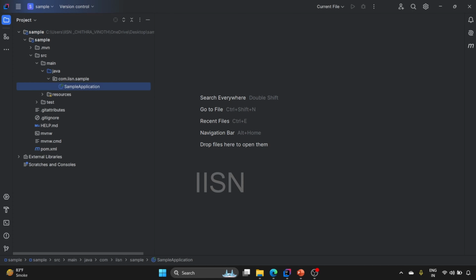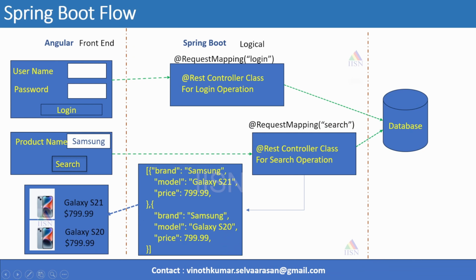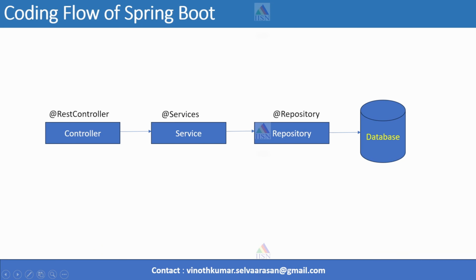Now we are moving to the source folder. We are going to create three things: controller, services and repositories. I'm going to explain the flow we use in a Spring Boot application. First we have the controller, followed by the repository, and the repository communicates with the database. The controller should be annotated with @RestController, the service class with @Service, and the repository class with @Repository. This is the general flow.